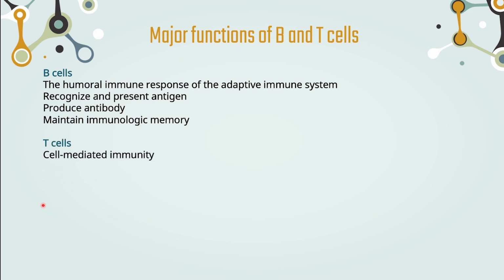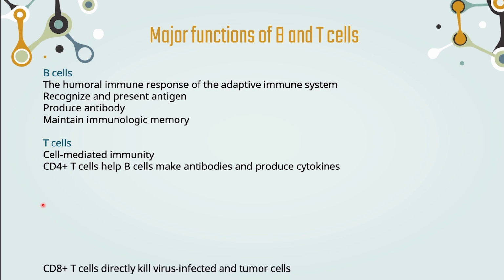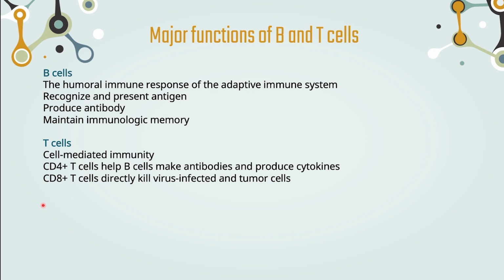Similarly, the functions of T cells are to initiate cell-mediated immunity. There are different types of T cells. The most important ones are CD4 T cells, which help the B cell to make antibodies and also produce cytokines. Similarly, there are CD8 positive T cells, which directly kill virus-infected and tumor cells.